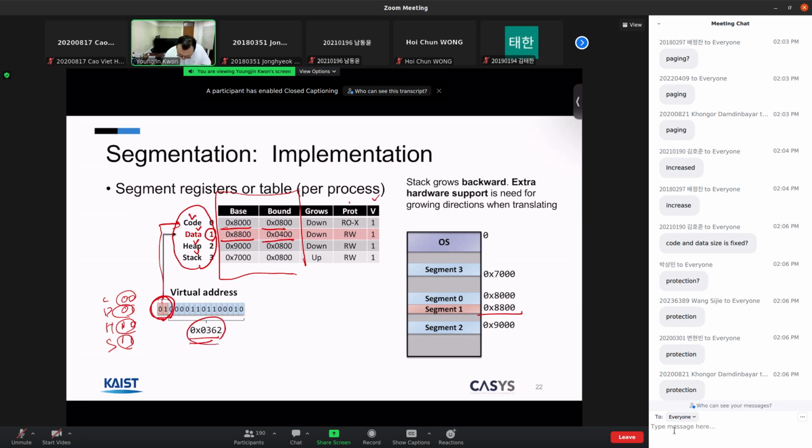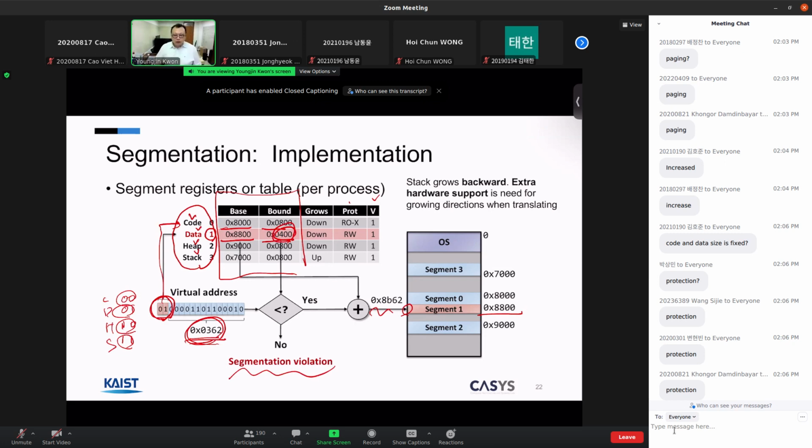What is the translation of this one? What is the outcome of translation? Yes. This number is smaller than the bound, so it does not violate protection and does not cause an exception. So this is the translated number, and it goes to this segment. Again, if the virtual address is beyond the size of the bound, it causes a segmentation fault. Okay, so that's one thing.